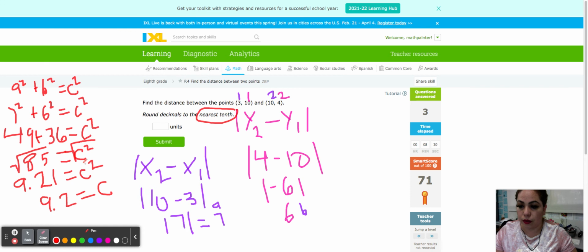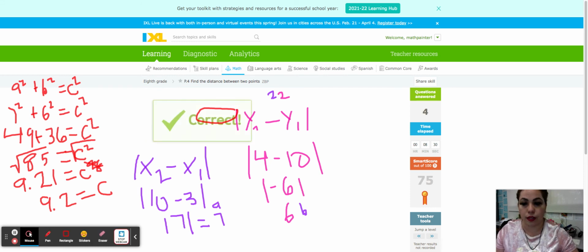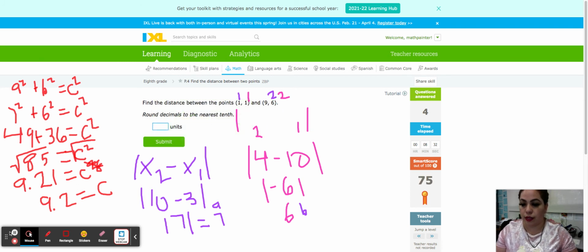Equals C. Oh, I forgot. Yeah, you're not supposed to write the square anymore. All right, so our answer is 9.2. Write it down, 9.2 units. Correct. So you can see right here, I only did four questions and I got 75. Four questions. That's it. That's all you need to do.